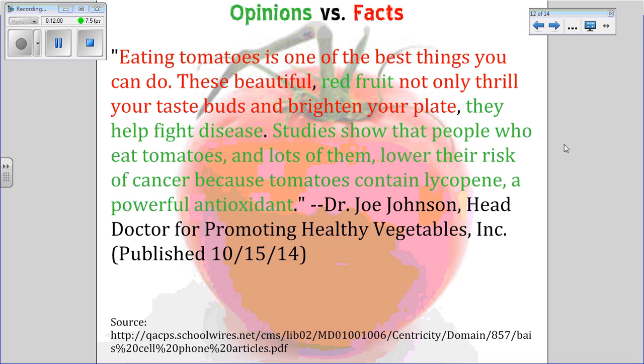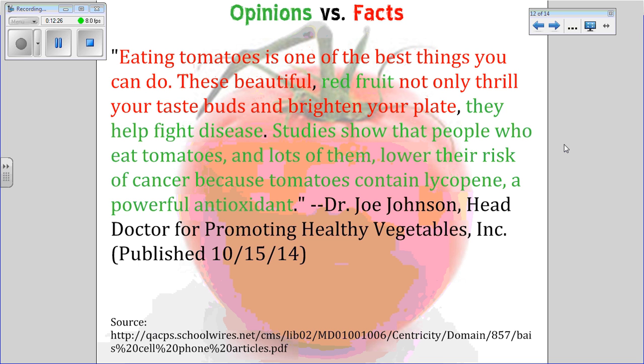Lastly, what is the point of view? Is Dr. Joe trying to persuade us to eat tomatoes? Well, yes, he is. But why is he trying to persuade us? Is it to sell us something or for our own health benefit? It's for our health. It's not just to con us into buying more tomatoes, right? It's because they are healthy and they're good for people. He's a doctor. He cares about people's health.